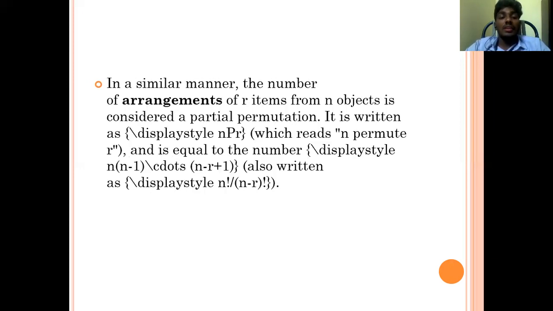In a similar manner, the number of arrangements of r items from n objects is considered a partial permutation. It is written as nPr, which reads n permutation r, and is equal to n(n-1)...(n-r+1), also written as n factorial divided by (n-r) factorial.